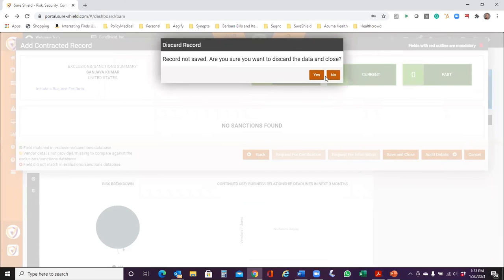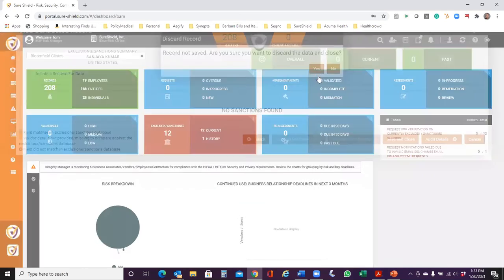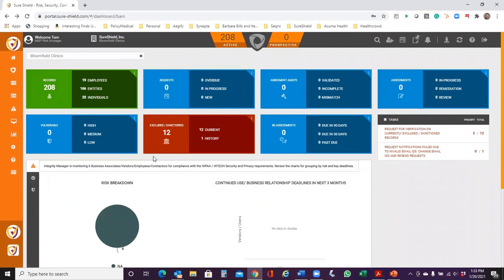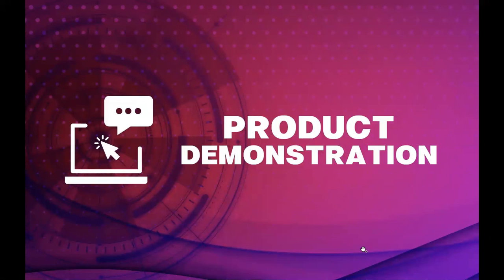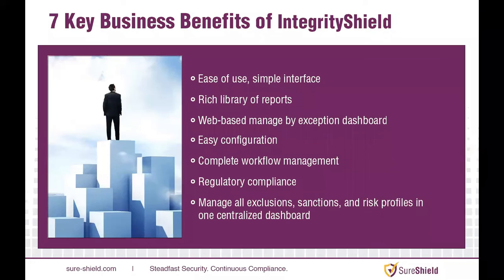And then again, as we talked about, this is doing this on a continuous 24/7 basis. So anytime there is a modification or a change in the status of any of those that are in there, it's going to notify you by email. It's going to show up in a task area for you so that you can go in, take a look at that, and do that in a very expeditious and complete method. So that's the brief overview of the Integrity Shield solution.